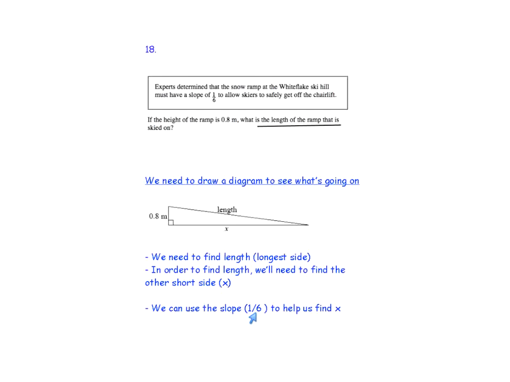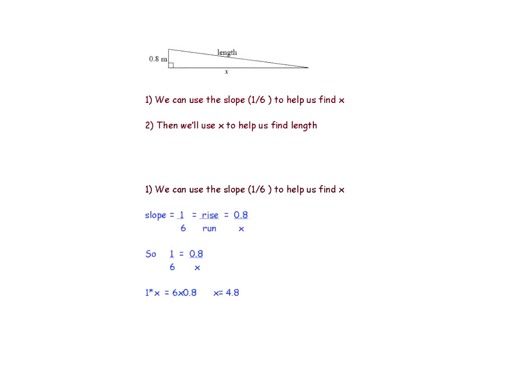Okay, so again, we know that the slope we're given of 1/6 is going to help us find that. So how do we find x using the slope of 1/6? Well, we know that slope is rise over run, so its slope is 0.8 over x. So rise over run equals 0.8 over x. Well, we're told the slope is 1/6. So we write slope equals 1/6 equals rise over run equals 0.8 over x.